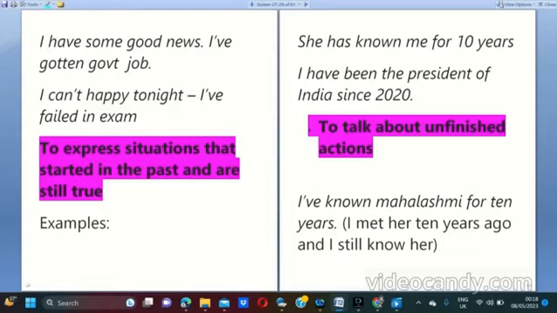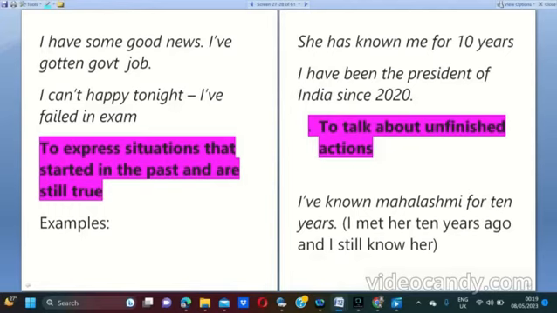Next, to express situations that started in the past and are still true. See, here also are a few situations that I told you earlier. Present perfect talks about actions which begin in the past and continue in the present. Example: She has known me for 10 years. The action has begun somewhere in the past. Suppose 10 years ago, and the year now is 2023. I knew her 10 years ago. That means in 2013 itself, I knew about her. She also knew about me.